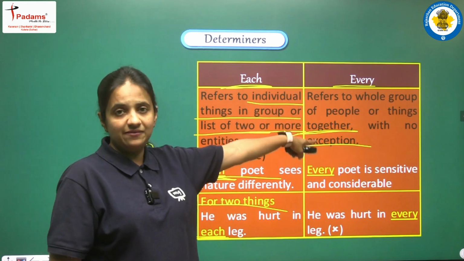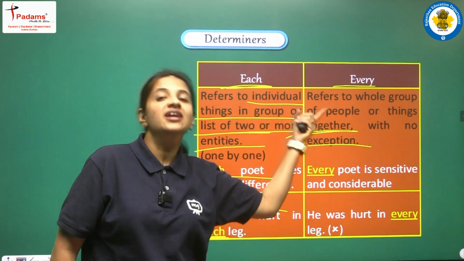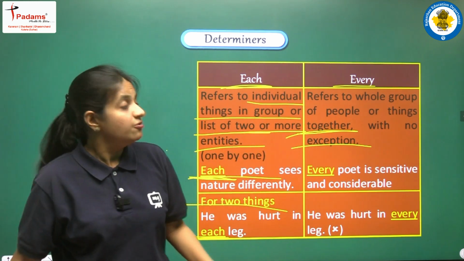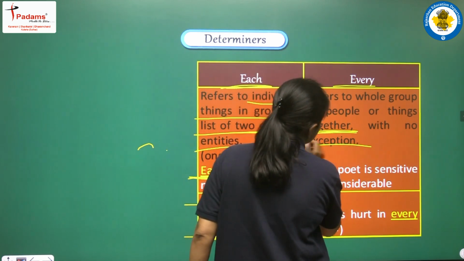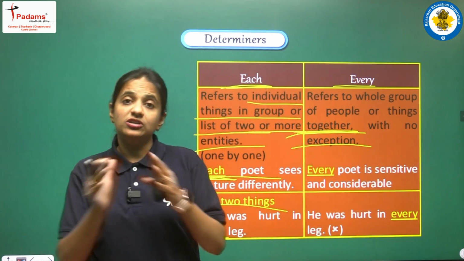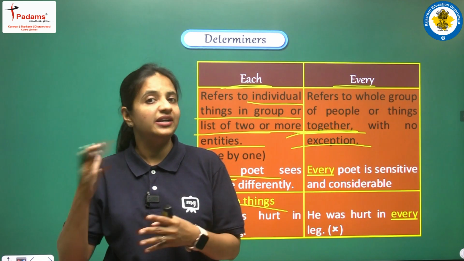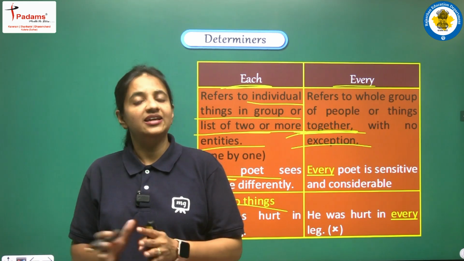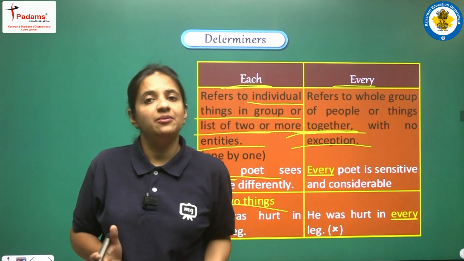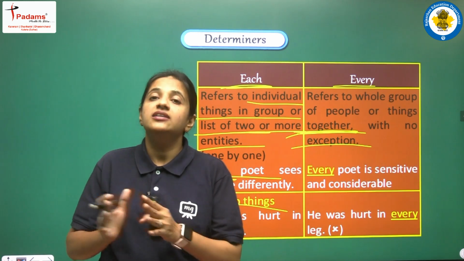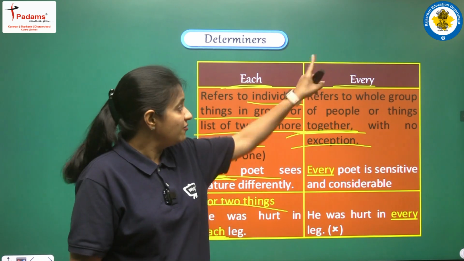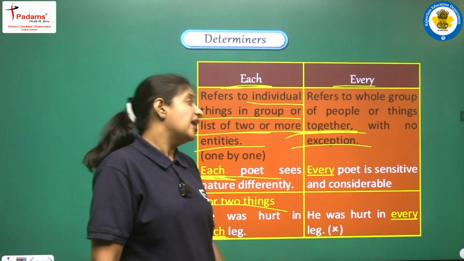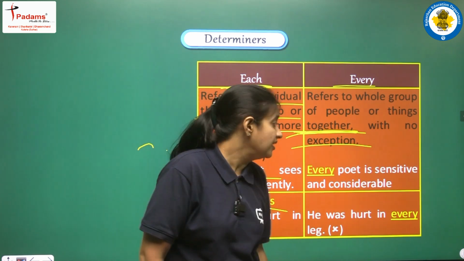But here we are having that if we are using every, and with the help of every we are indicating a group, it means we are talking about the group together. It means we are talking about the whole group. तब हम इंडिविजुअली बात नहीं करते हैं, हम इंडिविजुअली एक एक पर्सन की बात नहीं करते हैं, तब हम एंटायर ग्रुप के बारे में, और वी कैन से दैट वी आर टेकिंग द होल ग्रुप टुगेदर व्हेन वी आर यूजिंग एवरी. नाउ लेट्स सी द एग्जांपल. वी आर हैविंग, "Every poet is sensitive and considerable."